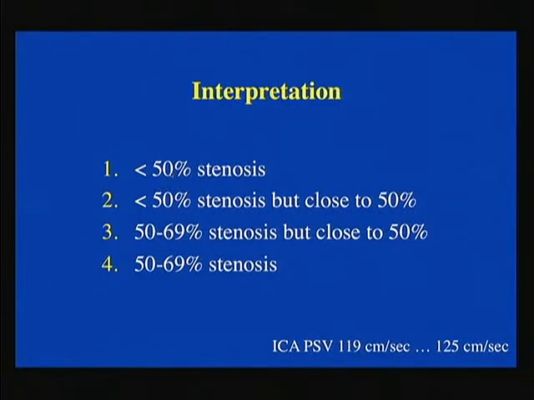How would you interpret this? Less than 50% diameter stenosis, less than 50% but close to 50, 50 to 69, or 50 to 69. So 4 options. And now I will get you off the hook because the majority of people would answer these 2.